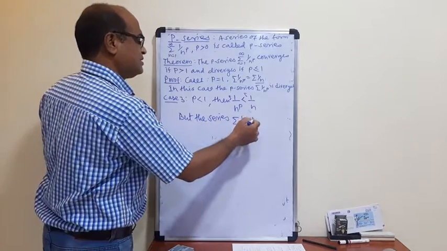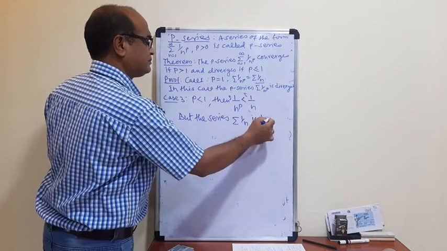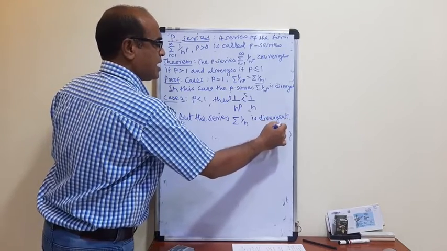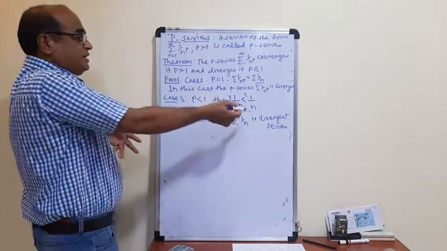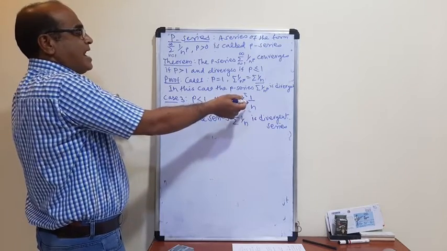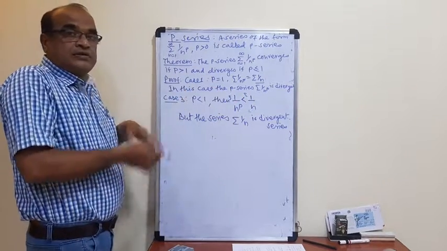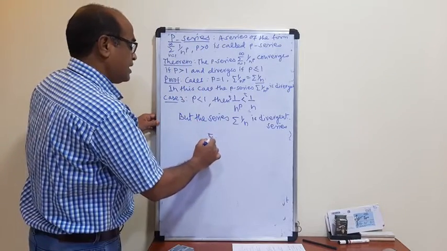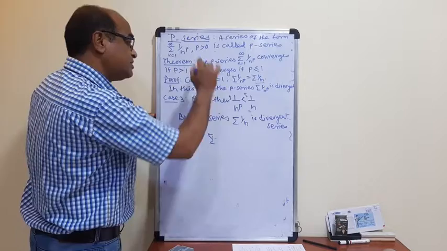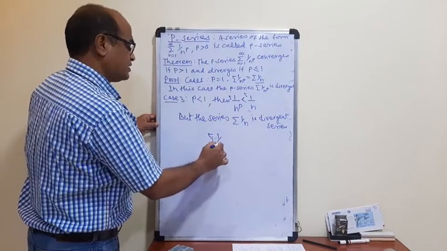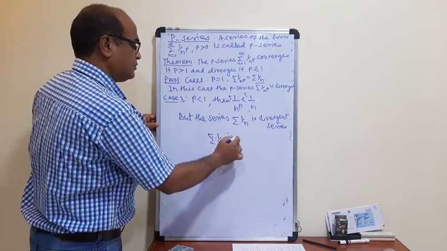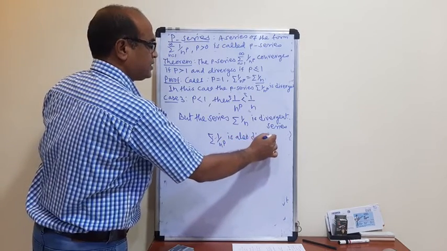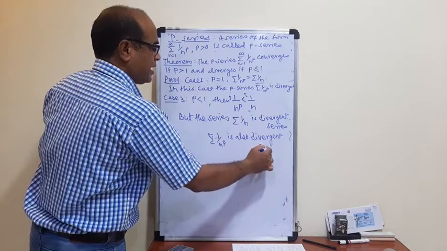But the series is a divergent series. Okay, if this is a divergent series, this is Vn and this is Un. Then by the comparison test, if this is a divergent series, then the series 1 upon n raised to P is also a divergent series. Okay, hence the proof here.